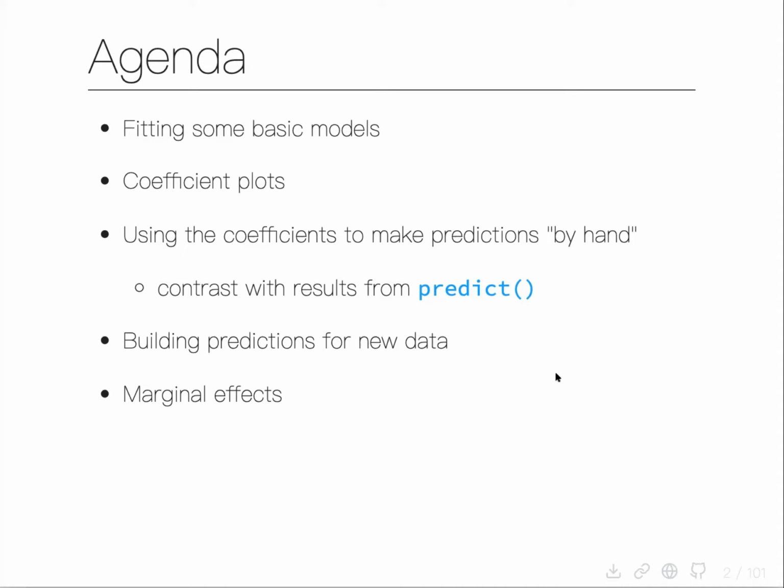Okay. Then we're going to talk about using the predict function on new data. So data that's not in your data set. And that's really helpful for plots. And then finally, we'll talk about marginal effects a little bit.